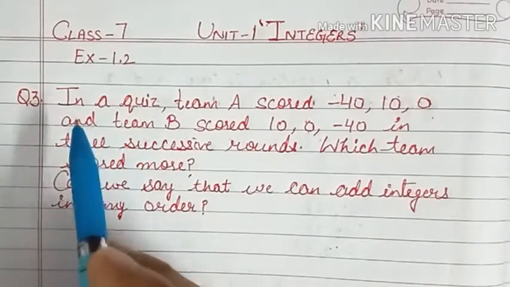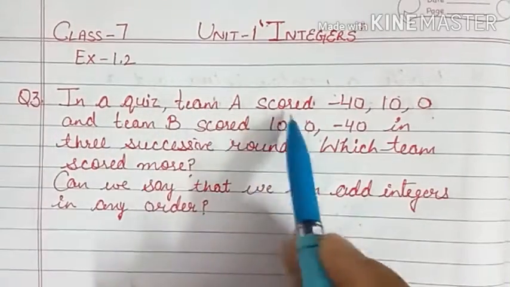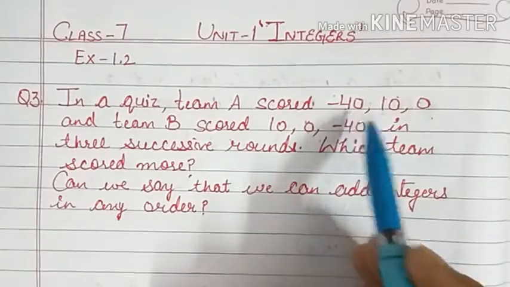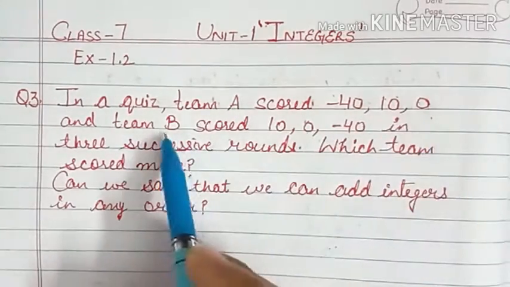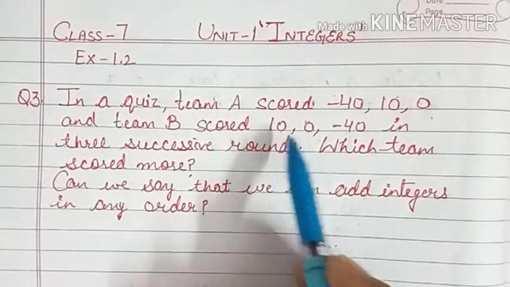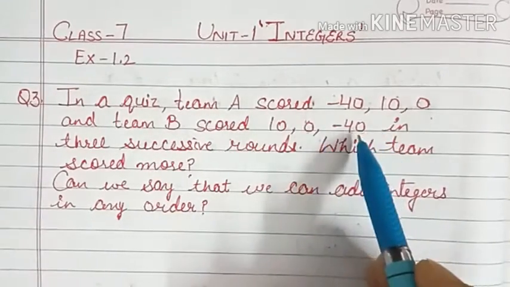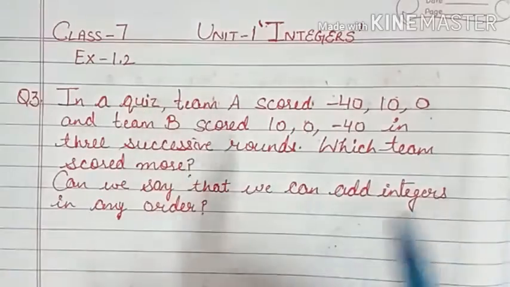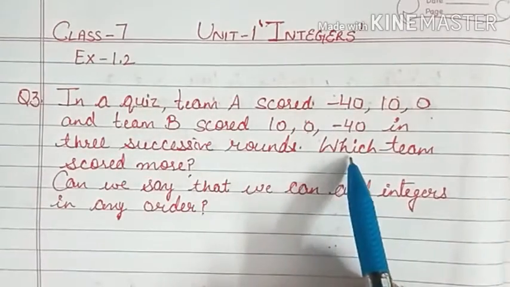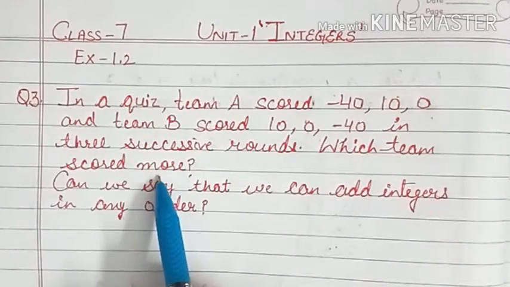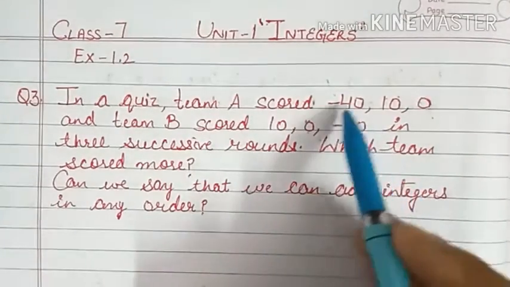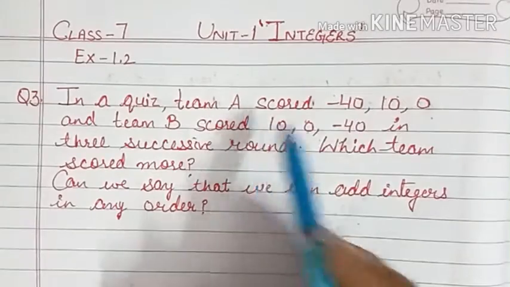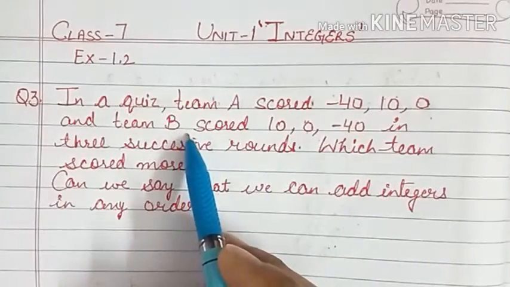So the question says that in a quiz, team A scored -40 in the first round, 10 in the second round and 0 in the third round, and team B scored 10 in the first round, 0 in the second round and -40 in the third round. So we have to find which team scored more. For that we need to find the total score for team A and the total score for team B.